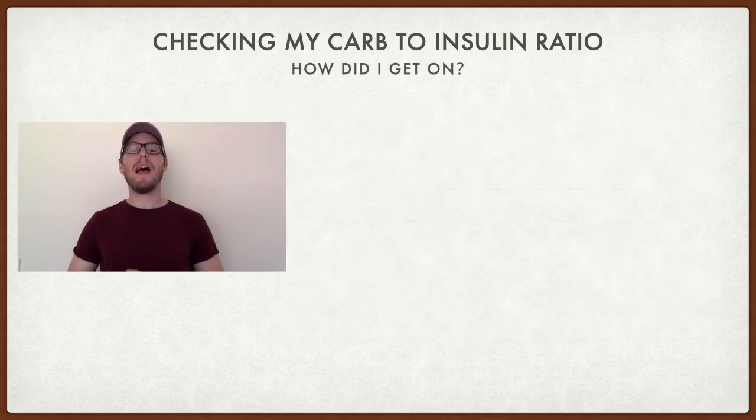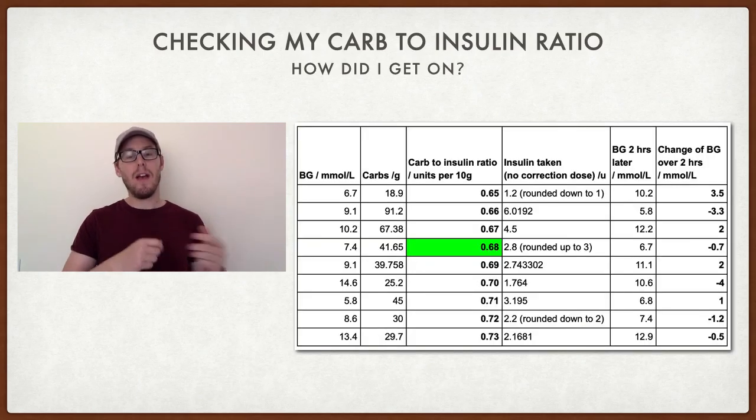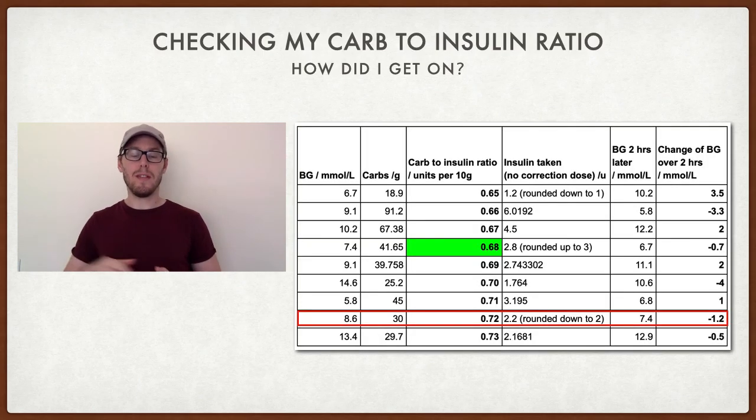So now I want to show you how I got on with testing my carb to insulin ratio. The results are on the table on my left, and if you have a look, the one in the red box is the one that I started off with. So with that one, I started off with a blood glucose of 8.6. I ate 30 grams of carbohydrates, and then using my carb to insulin ratio of 0.72, I worked out that I should have taken 2.2 units of insulin, but I had to round this down to 2. I then tested my blood sugar 2 hours later and it came out at 7.4.